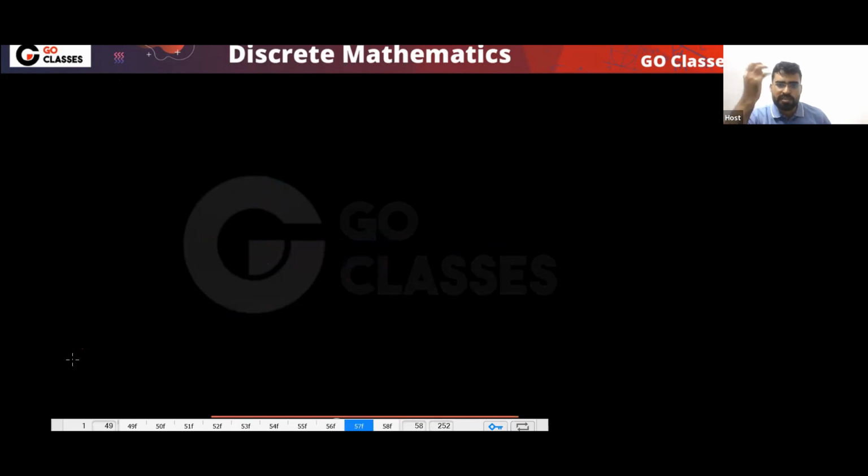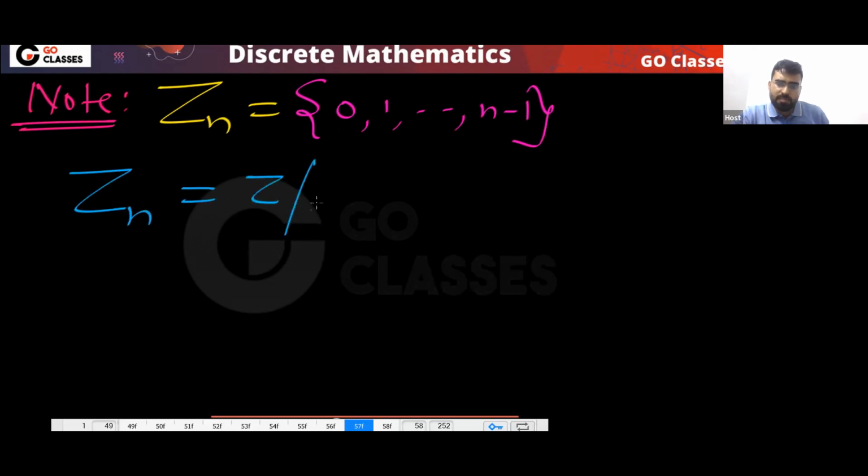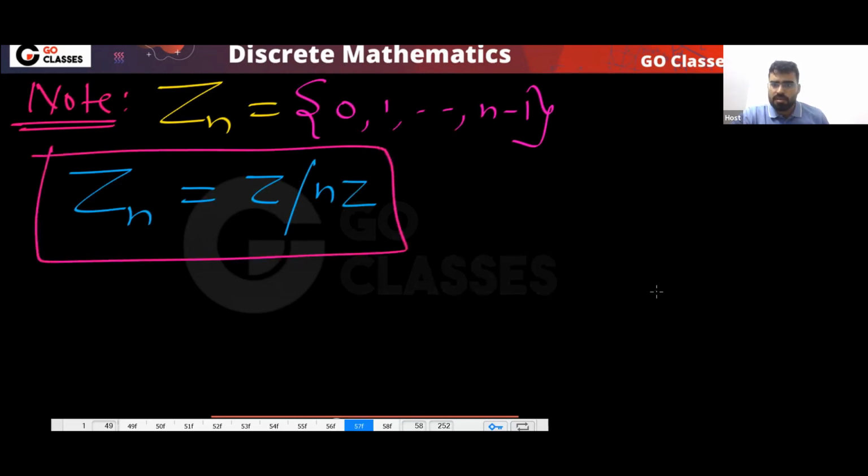Just understand these symbols. Do you remember this symbol? What is Z and this symbol? This means 0 to n minus 1. Some people use this symbol and some people use this symbol, but both these symbols are the same.